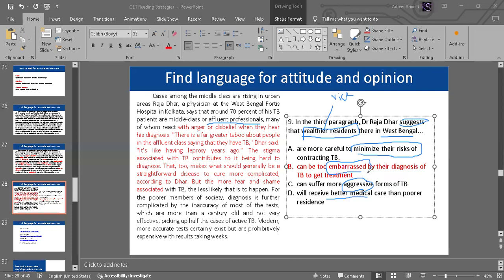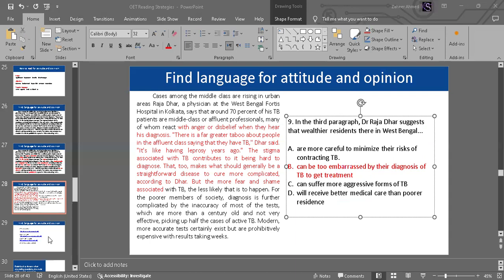Anger, they used the word, but not the information that they can suffer more. And there is no comparison of poor to the rich. So that's why only B is the right answer. So this is how you are answering the question of attitude and opinion.